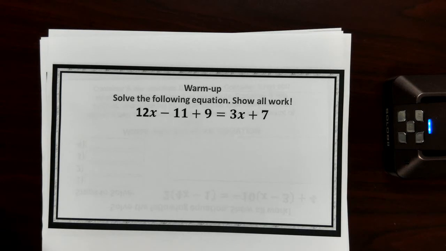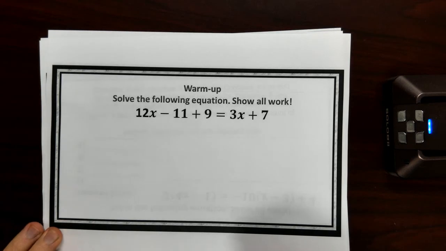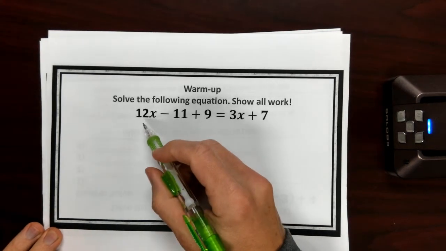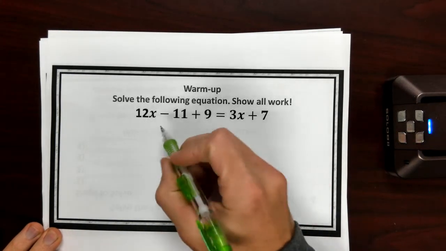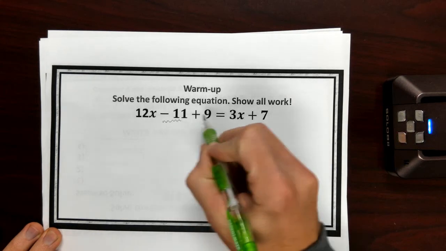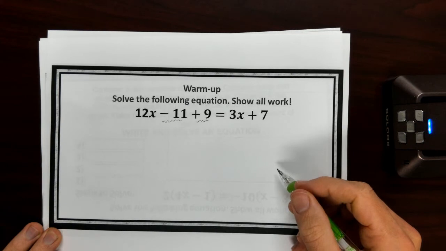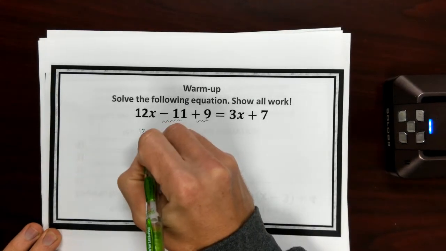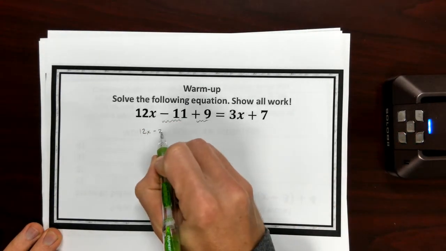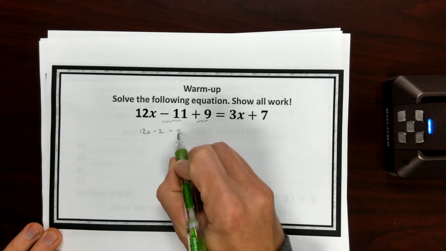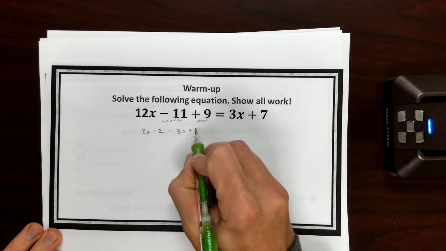Alright, so our warm-up real quick is just to solve for the given variable, which is x. Again, the first thing you want to look for is like terms. Like terms are the same variable raised to the same power. So in this case, a negative 11 and the 9 are like terms. So I could rewrite this as 12x minus 2 is equal to 3x plus 7.